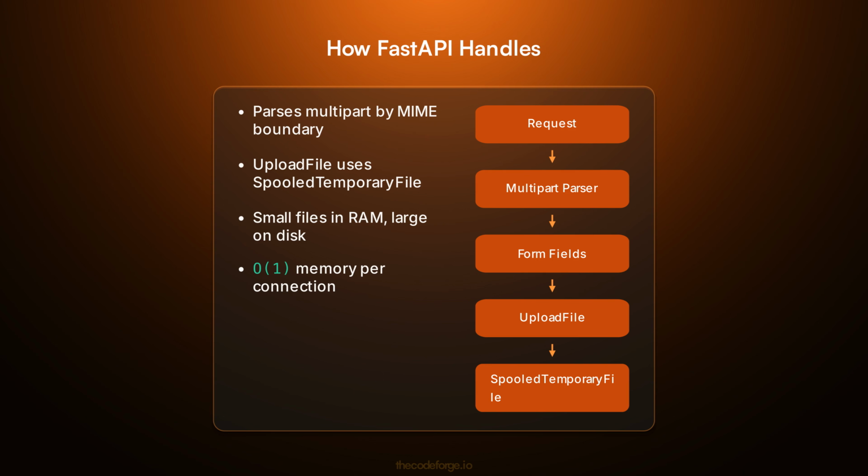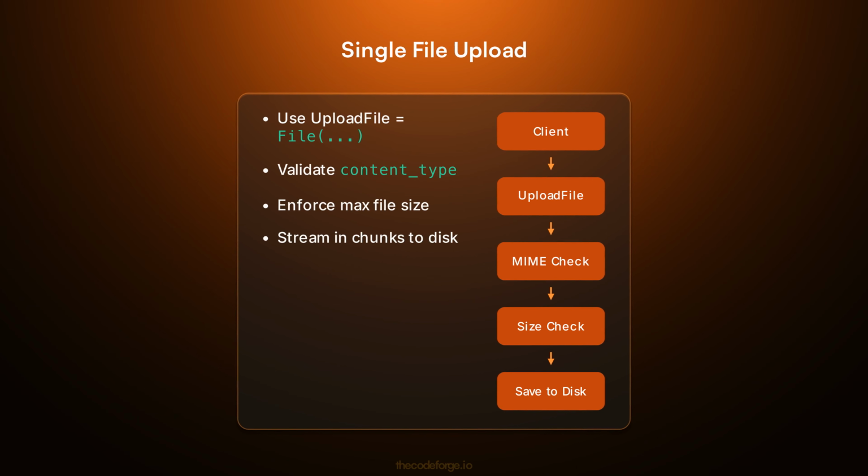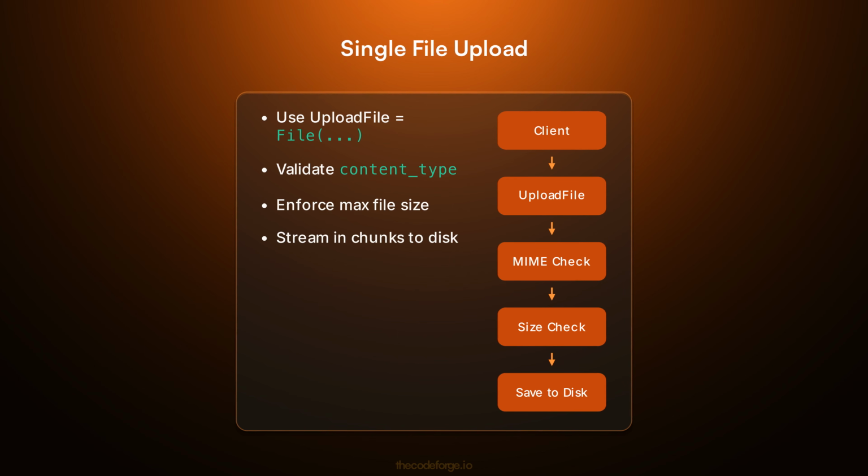UploadFile wraps a spooled temporary file, meaning small files stay in memory while large ones spill to disk automatically. For a single file upload, declare the parameter as UploadFile = File(...). Always validate the MIME type and enforce a maximum file size. Stream the file in chunks to avoid memory spikes.